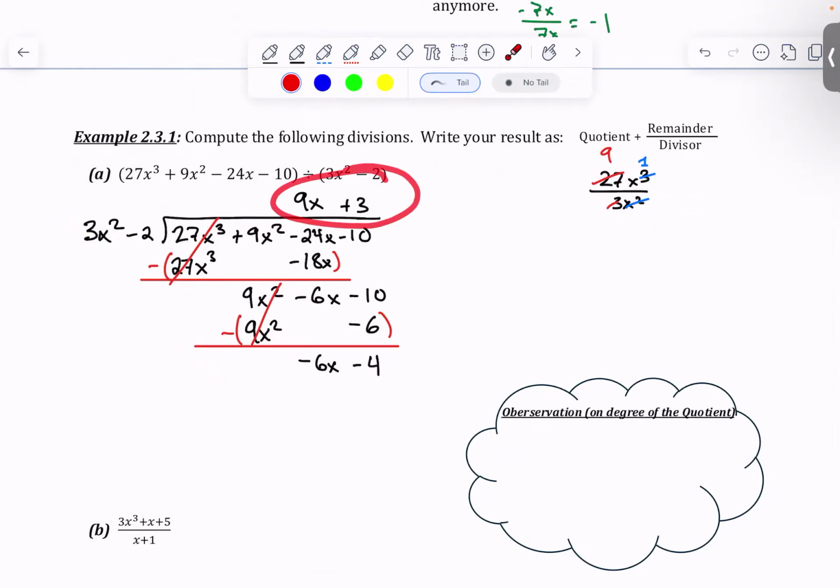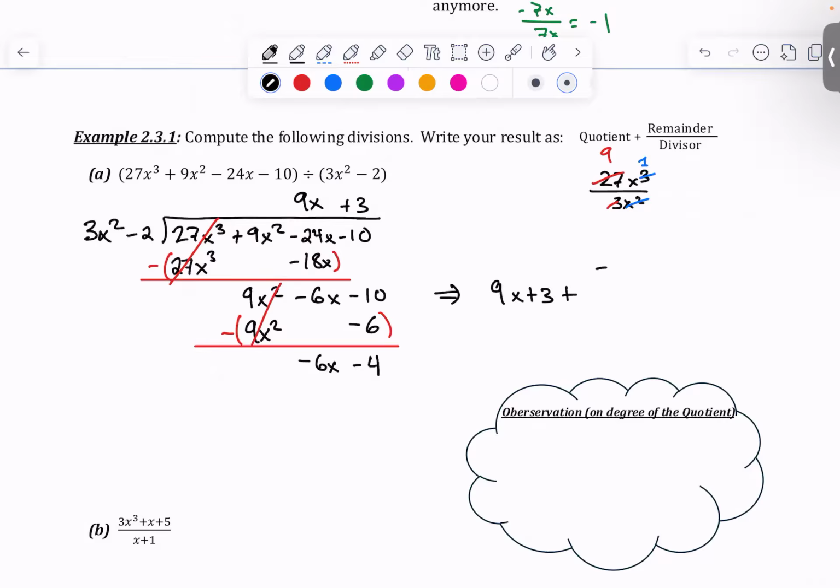This is my divisor. So my final result, if I want to write it as quotient plus remainder divided by divisor, is to write it as 9x plus 3 plus our remainder, which is -6x minus 4, over our divisor, which was 3x squared minus 2.